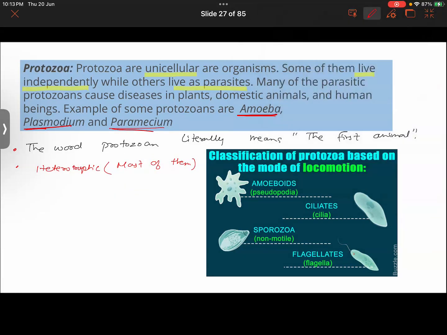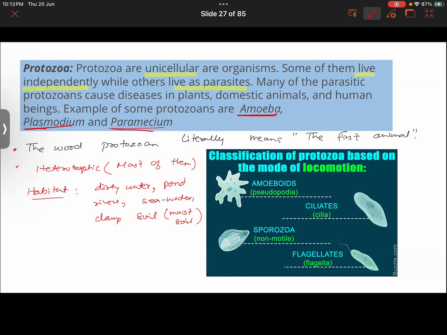Where can the protozoans be found living? What is their habitat? They can be found living in dirty water, in the rivers. They can be found in sea water. They can be found in damp soil, basically moist soil. Damp soil means moist soil. Pond water also, yeah. There also they will be found, right?